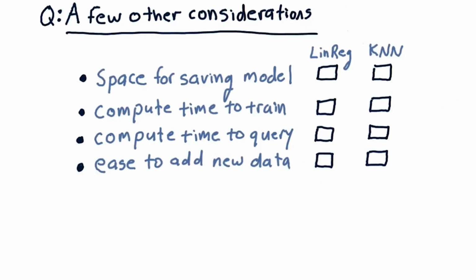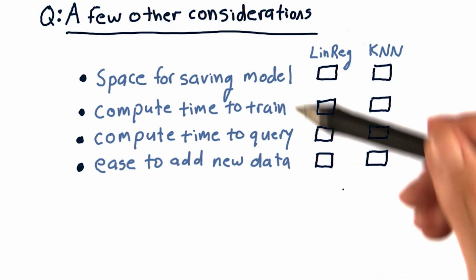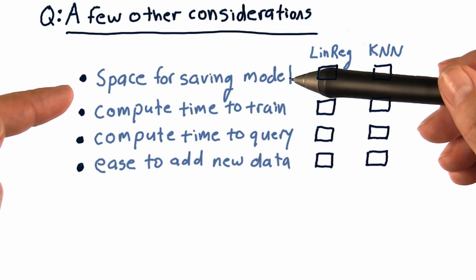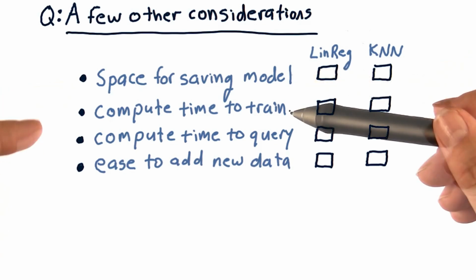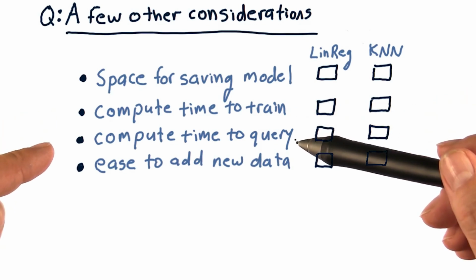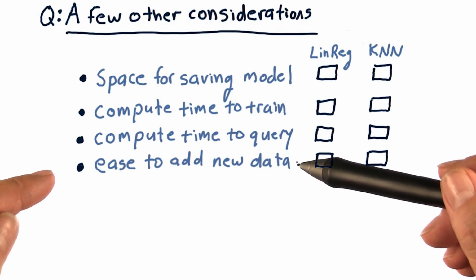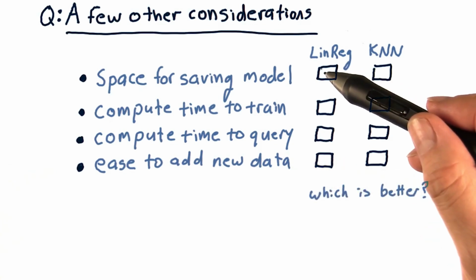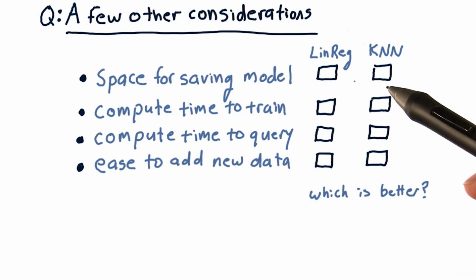There are a few other factors worth considering when evaluating a learning algorithm, and I've tallied a few of them here. I want you to think about each one of these and select which you think has better performance in that regard, linear regression or KNN. So let's step through them. How much memory do you need in your computer to save the model? How much compute time do you need to train the model? How long does it take to query the model? And finally, how easy is it to add new data to your model? So again, I want you to check the box according to which one has better performance with regard to these factors.